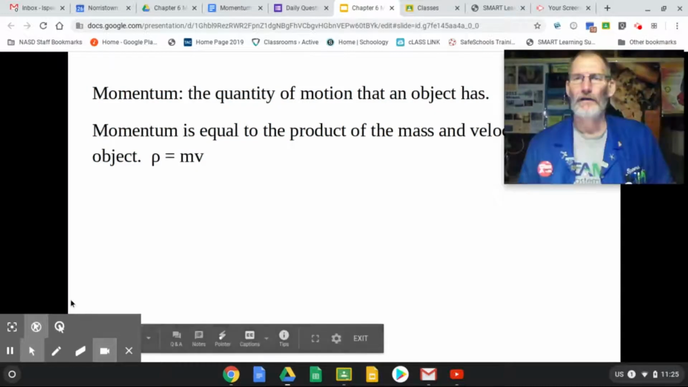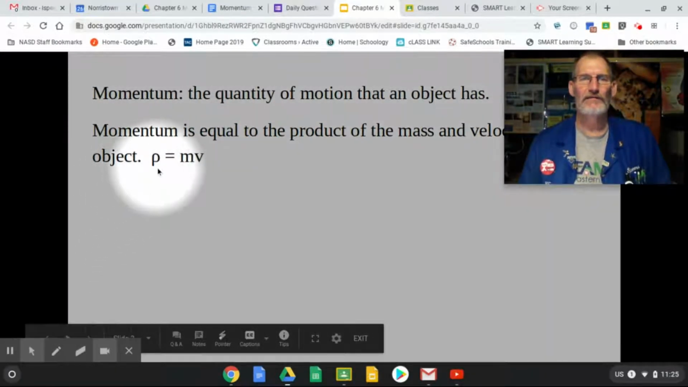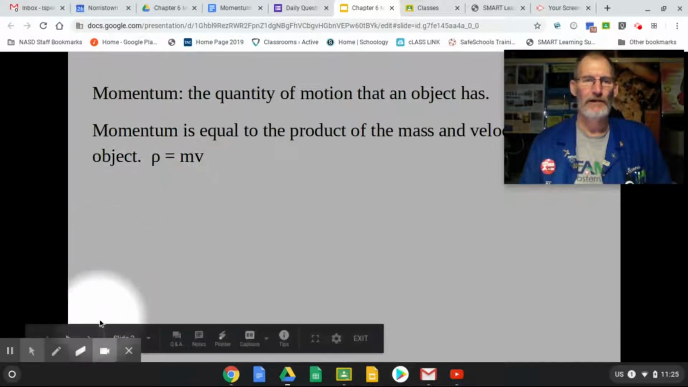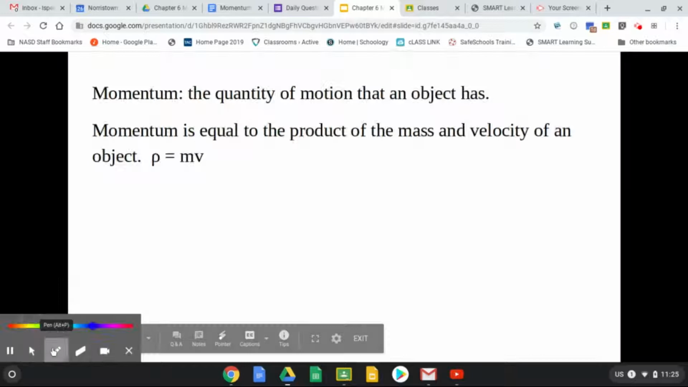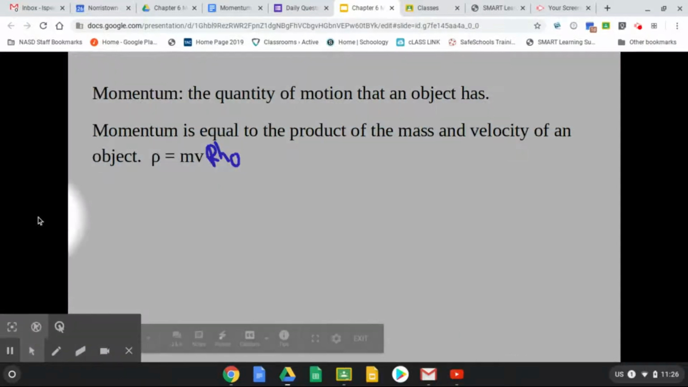Okay, important thing here, pet peeve. This is not the letter P. I repeat, this is not the letter P. Please don't call it letter P. It is, in fact, the Greek letter rho. Okay, so momentum is rho, not P. So please don't say P.